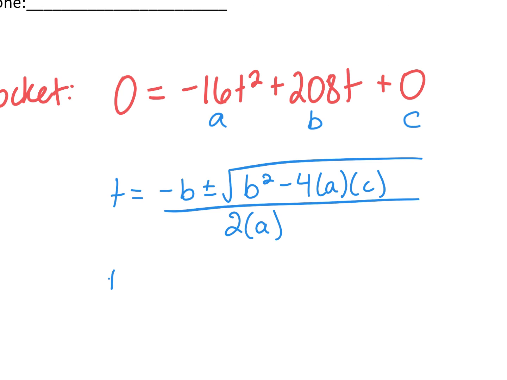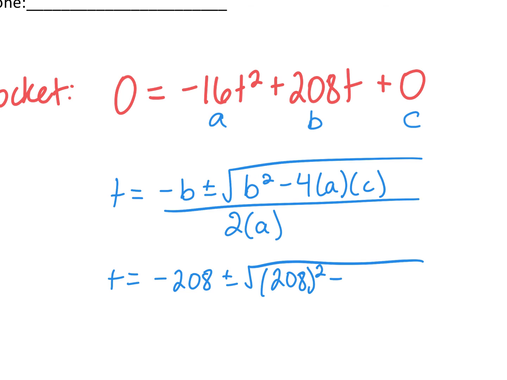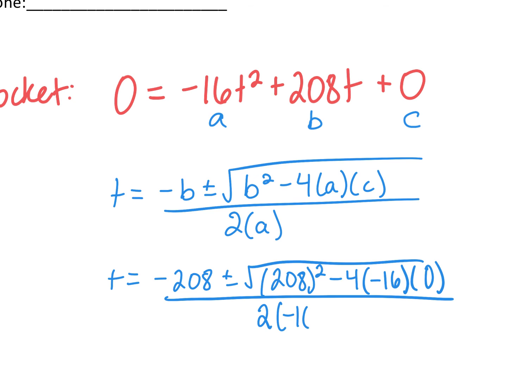So now we're going to plug it in. T equals what? Negative 208 plus or minus 208 squared minus 4 times negative 16 times 0, over 2 times negative 16, which yes is negative 32. Okay, so now we've got to simplify.